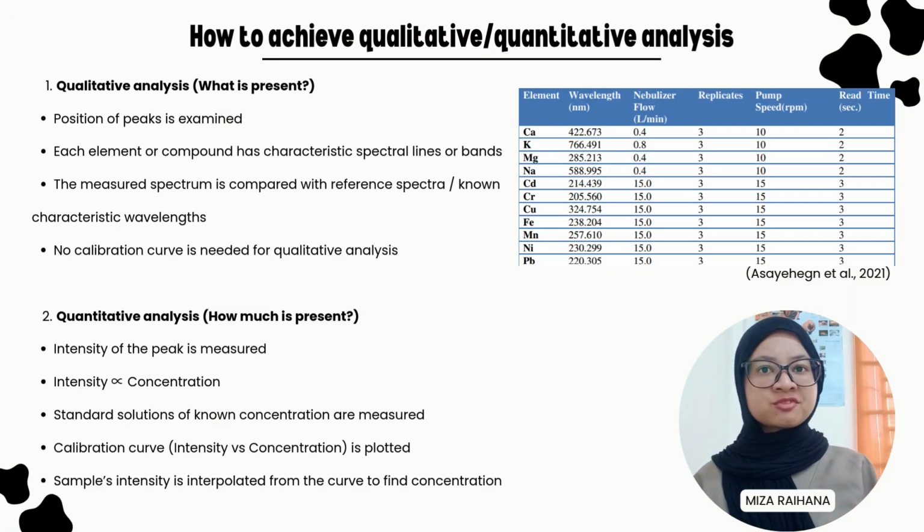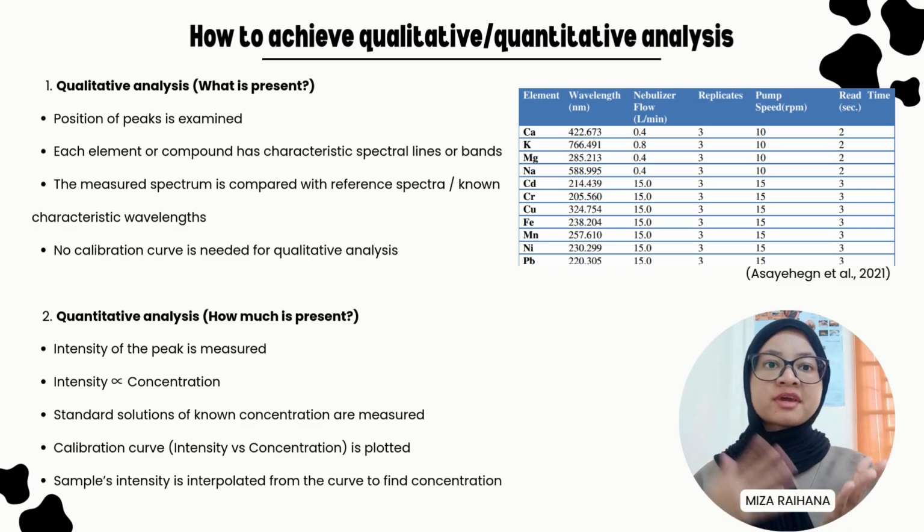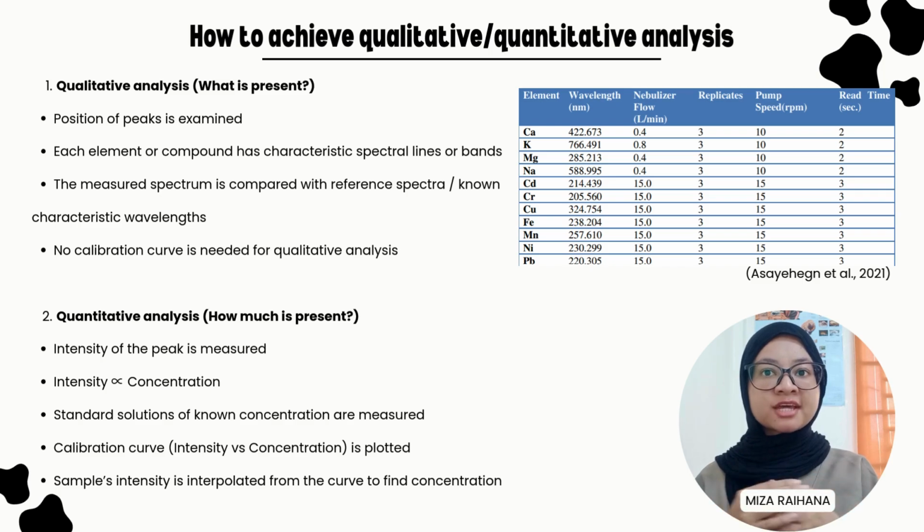So how can this information be used to achieve qualitative and quantitative analysis? Firstly, qualitative analysis emphasizes what is present. The measured spectrum is compared with the reference spectra and no calibration curve is needed for this. From the article, we can see that, for example, lead emits at 220.305 nm, while cadmium emits at 214.439 nm. So if a peak appears at 220.305, we can say that lead is present.